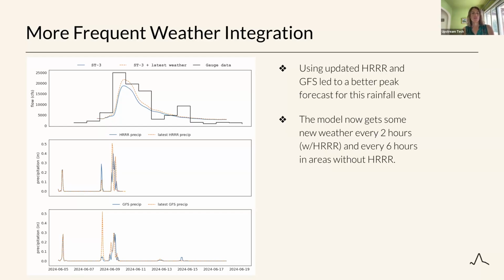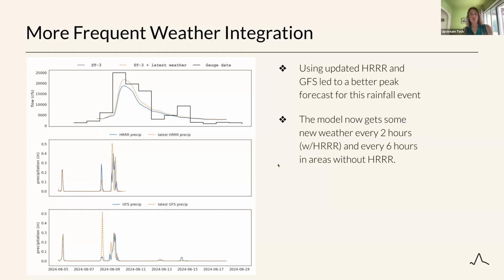So pretty decent forecast. So now in areas that we are getting HRRR, we're getting hourly, 2-hourly updates of HRRR. If we don't have HRRR available, so outside the continental and some parts of Canada, US, the weather will update every 6 hours.